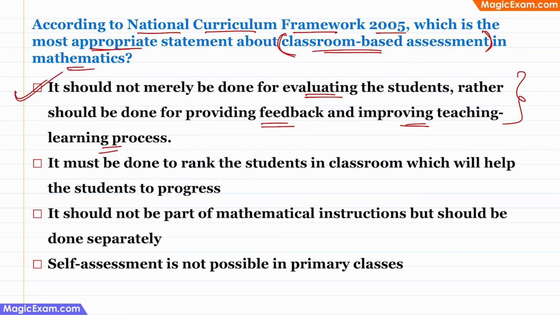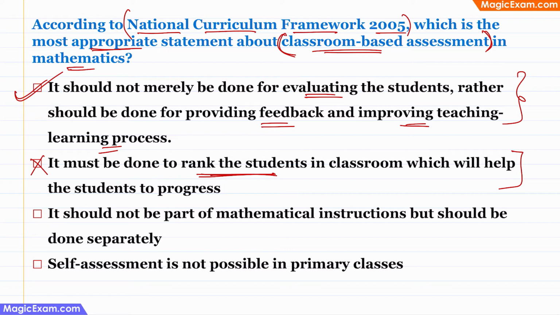Next one says it must be done to rank students in classroom, which will help students to progress. Now, ranking of the students is done finally, right? This is summative assessment, which can be part of the comprehensive evaluation, but it should not be done only for that purpose. So this is not something which is prescribed by NCF. Therefore, this can be ignored.